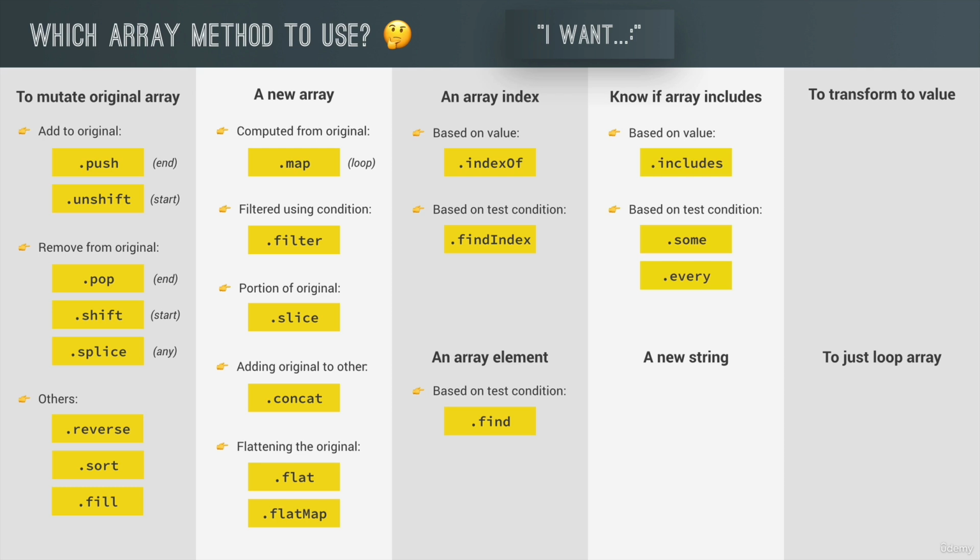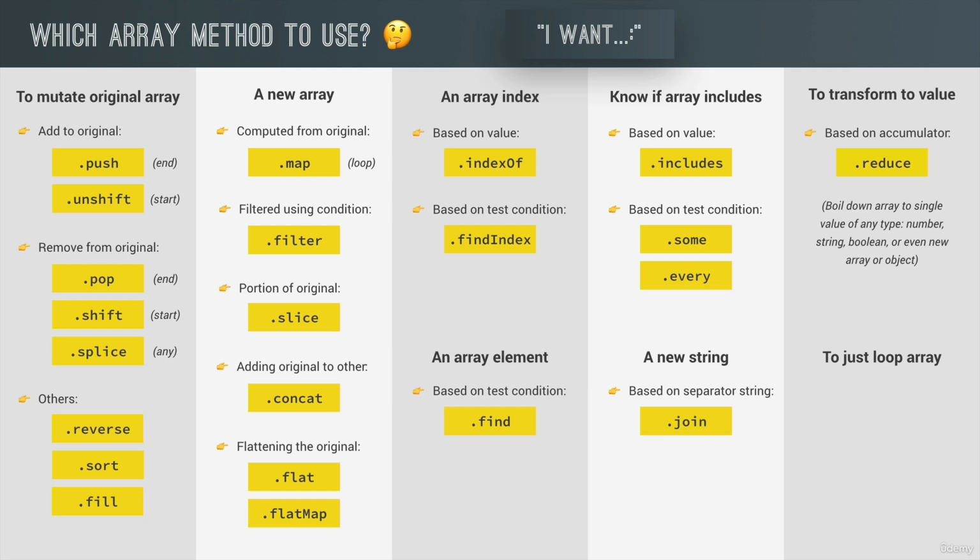Next up, sometimes we want to transform an array into a string, and then we use the join method. Or we might want to reduce the entire array to just one value. And as we already know, for that we use the reduce method, just as we studied in this section. So in the reduce method, we use an accumulator, which is like a snowball, to boil down an entire array to just one single value. And that value can be of any type. So it can be a number, a string, Boolean, or even an array or an object. All right.